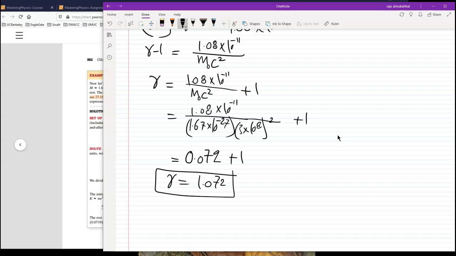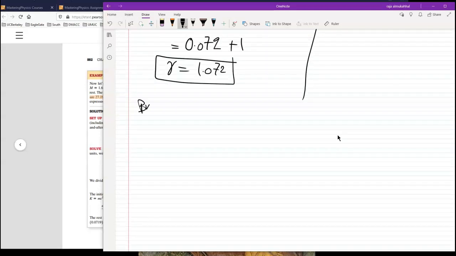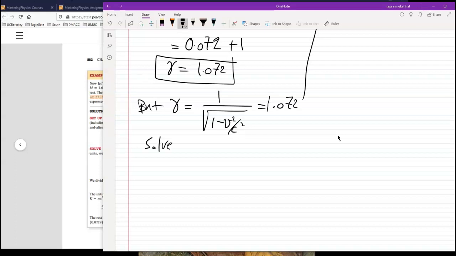Now, I'm not done yet. However, I'll just go straight down here. Gamma is equal to 1 over square root of 1 minus v squared over c squared. And that's equal to 1.072, right? And so just solve for v squared, which we've done already. You know how to do that. And once you do it, I got v equals 0.36c.